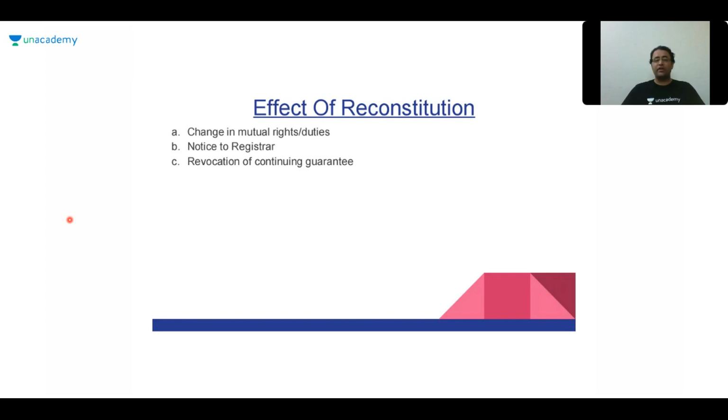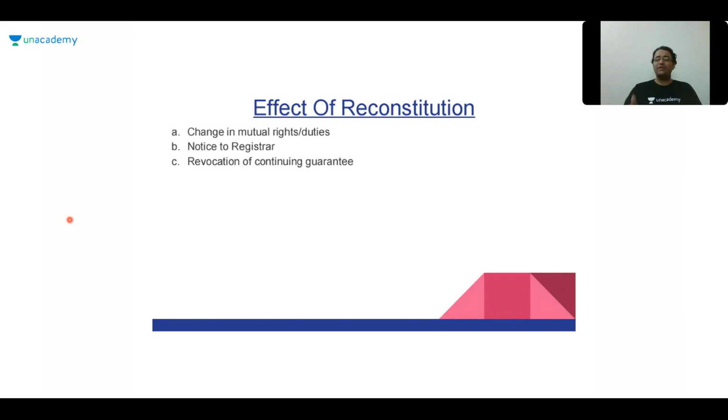Revocation of continuing guarantee. Now, what do you mean by this term? I would request you to listen to me carefully. Let's say A, B, C, and D were partners in a firm, and that firm had taken a loan from a banking institution or a financial institution and given a joint guarantee, a personal guarantee, in order to take the loan. Now suddenly D retired or D dies, so there is a reconstitution of the firm.